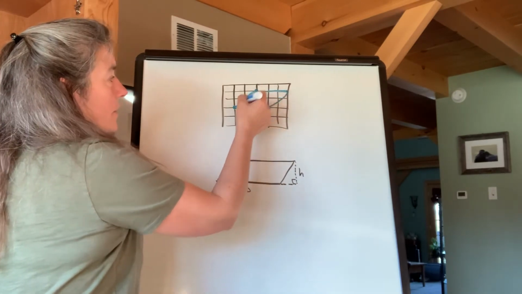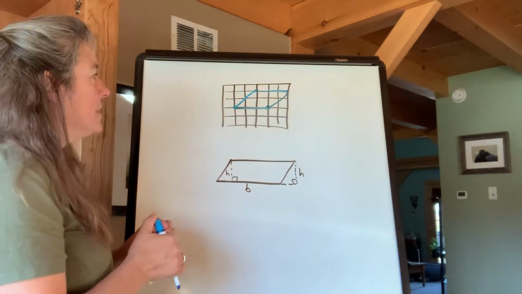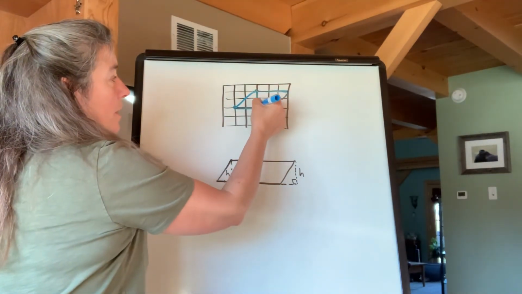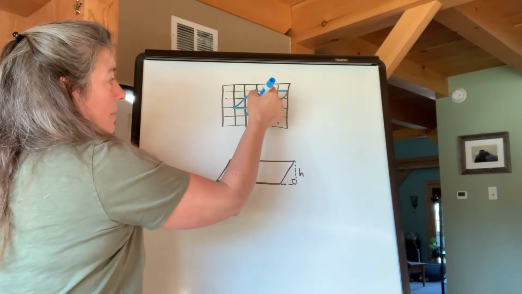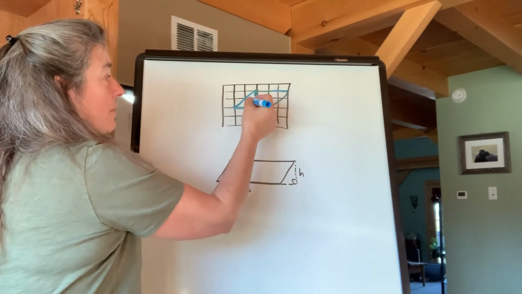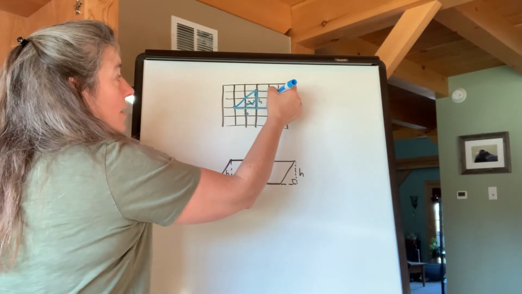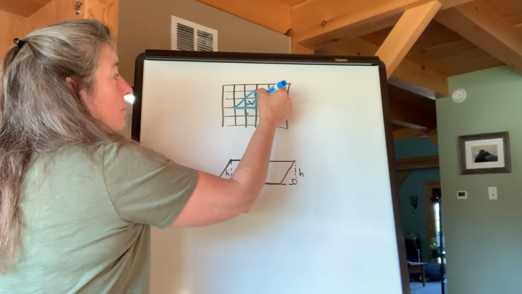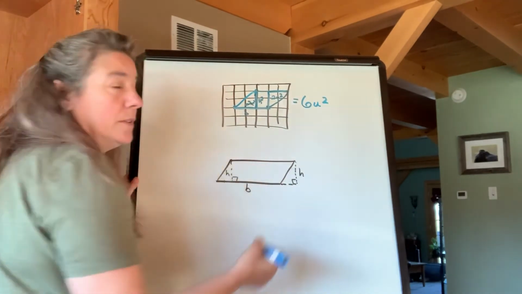Please do not try to count partial triangles. Please use what you know about triangles now, that it's the base times the height divided in half. This is 2 times 2 divided in half. This is going to be 2 square units. This one's also going to be 2 square units, and here are 2 more square units for 6 units total.